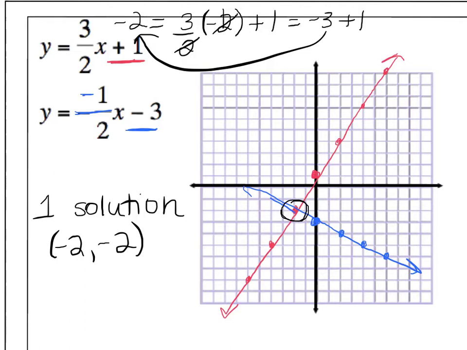Right here, we've got negative 1/2 times negative 2. The negative and the negative make a positive, and the 2's can cancel out, and 1 minus 3 does give us negative 2. So both of them check out, and they are both a solution.